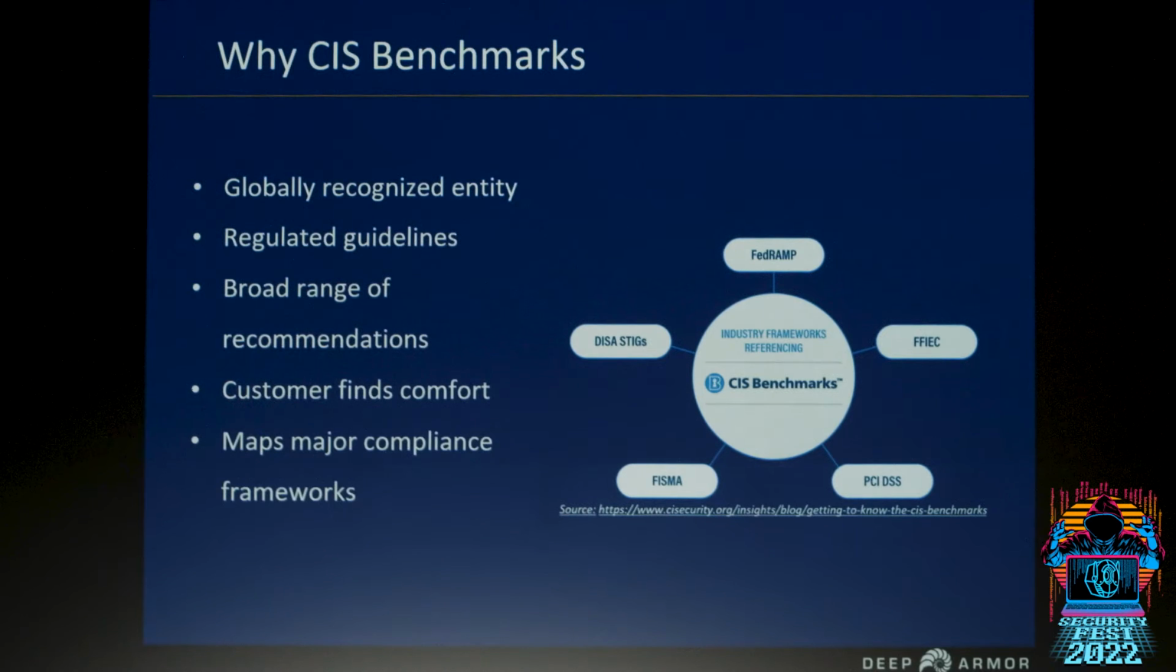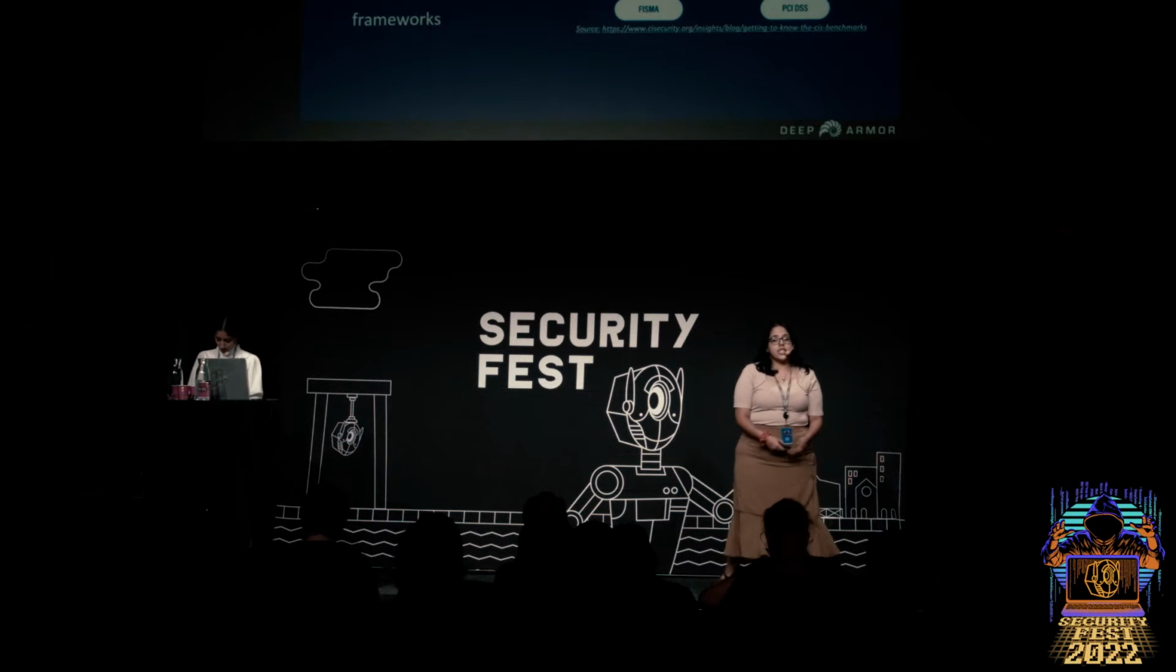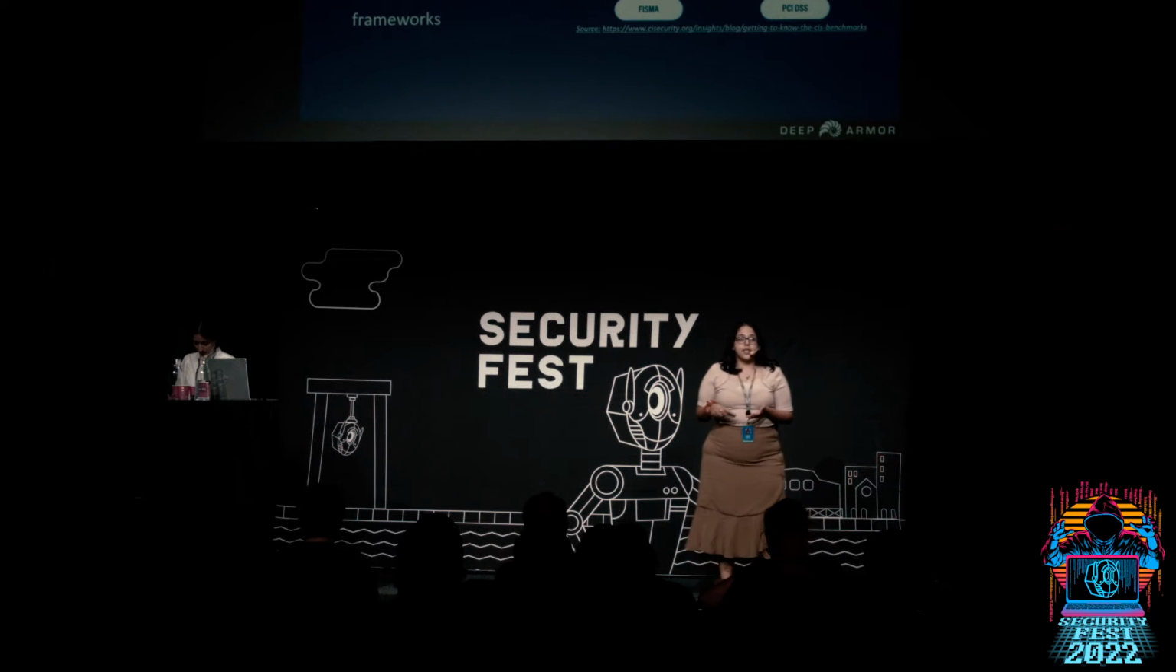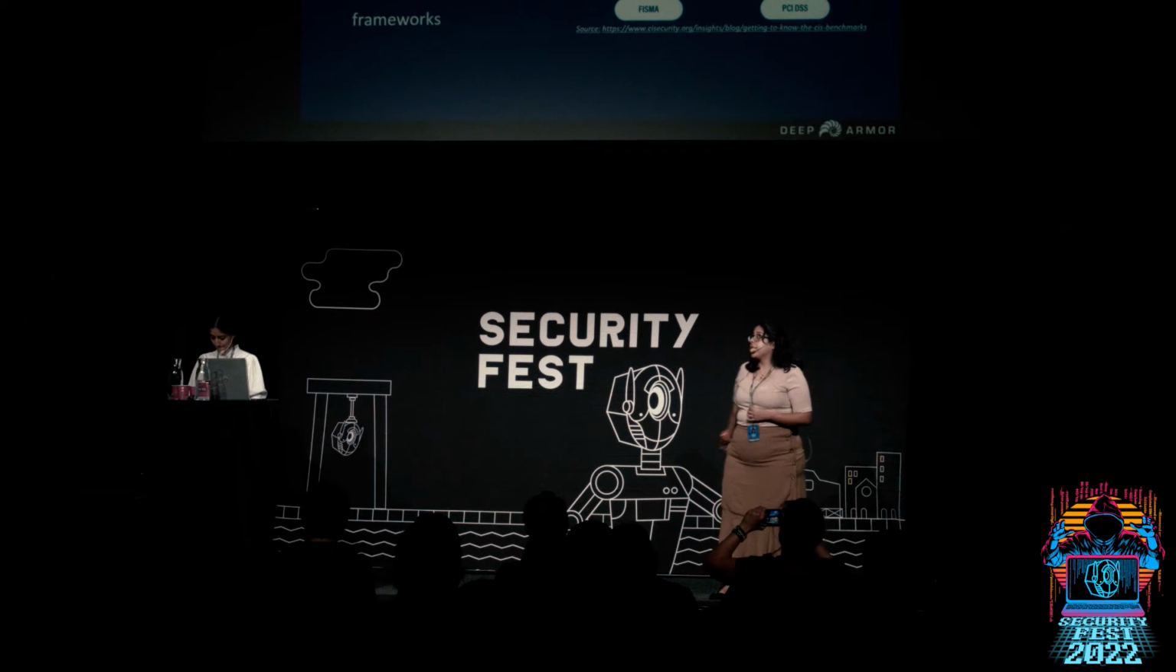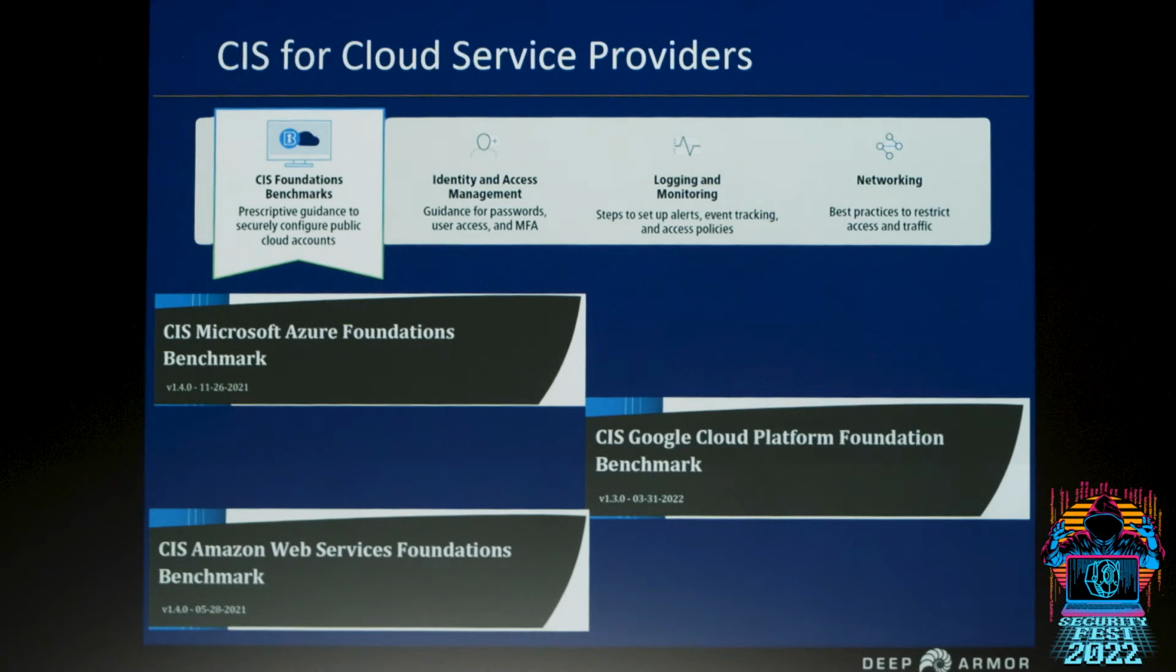We've primarily chosen CIS as it's a globally recognized entity that provides us with regulated guidelines. The customer finds more comfort in these globally recognized entities being used. It also provides recommendations for many cutting-edge technologies like operating systems, cloud service providers, Kubernetes, and many more.